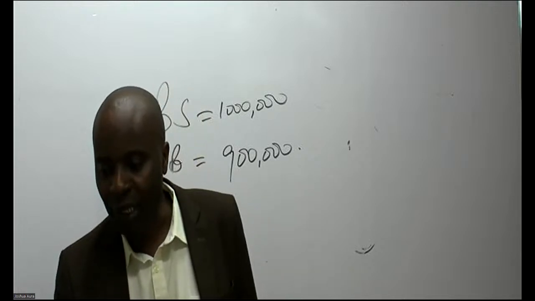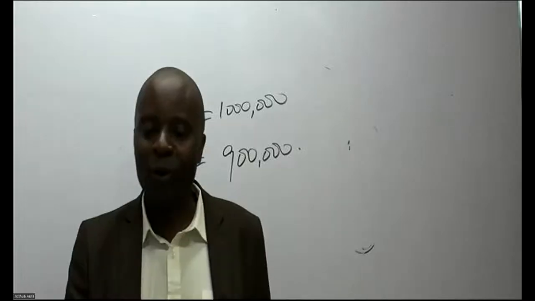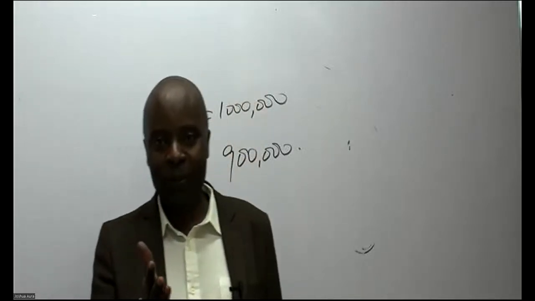Now, ladies and gentlemen, from there, we have the second item. We have what we call time lag between depositing amounts into the bank account and this appearing on the bank statement, what we call unrecorded lodgements.